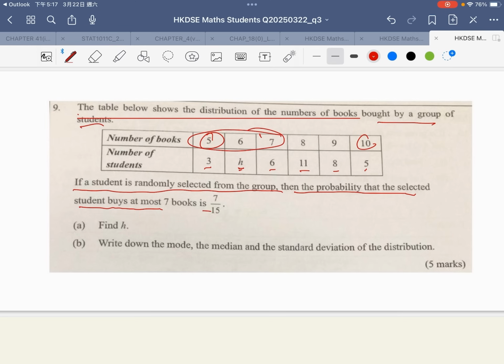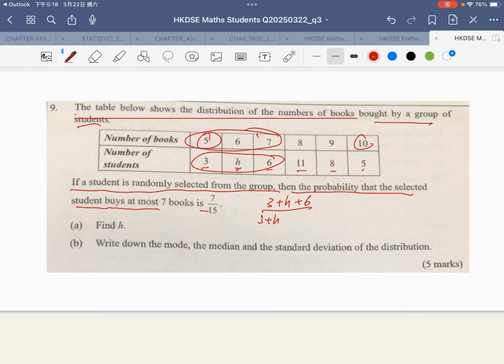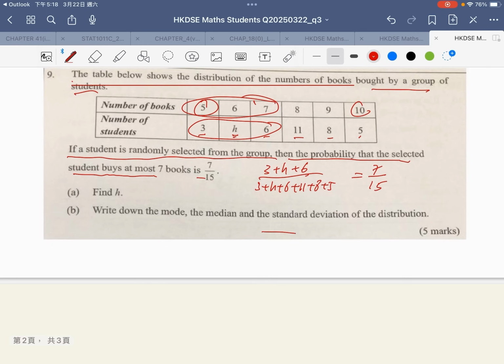7 over 15. Therefore, we can set an equation for the value of h. For the number of students here, the numerator is 3 plus h plus 6, over the total number of students, 3 plus h plus 6 plus 11 plus 8 plus 5, equal to the probability 7 over 15. The numerator is 9 plus h, and the denominator is 33 plus h, equal to 7 over 15.